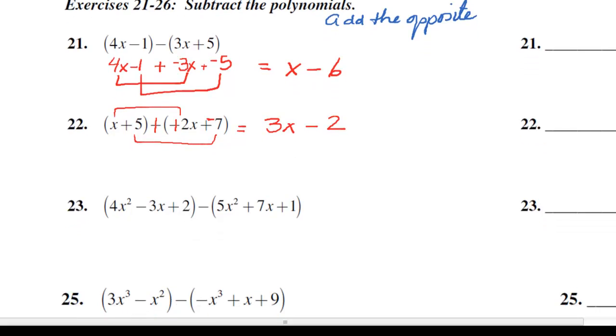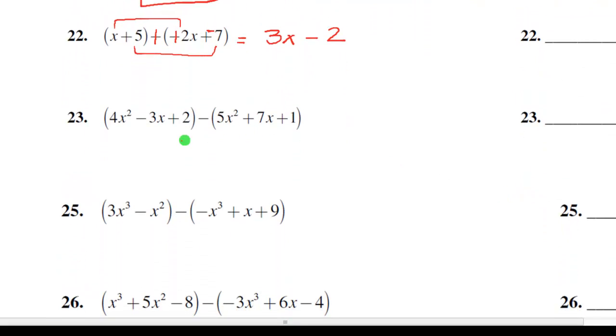Okay, we have some trinomials here. We're subtracting the trinomials. So again, we're going to change this to a plus. Change all the signs. So this is a negative 5. This is a negative 7x. This is a negative 1. This is a negative 1. Now add the like terms. Remember, this negative sign goes with that 3x.